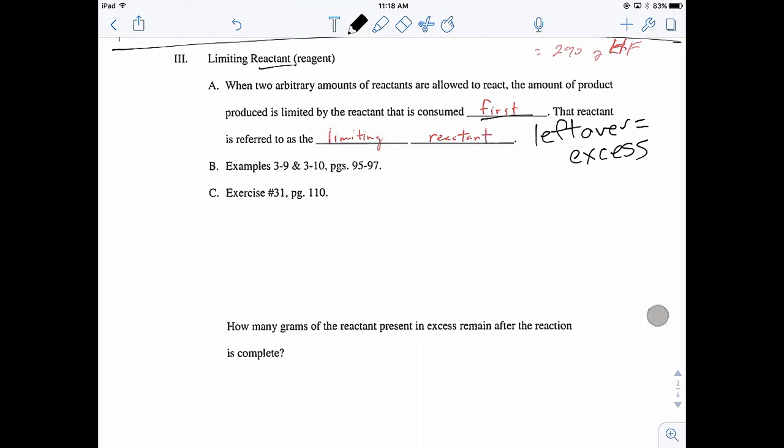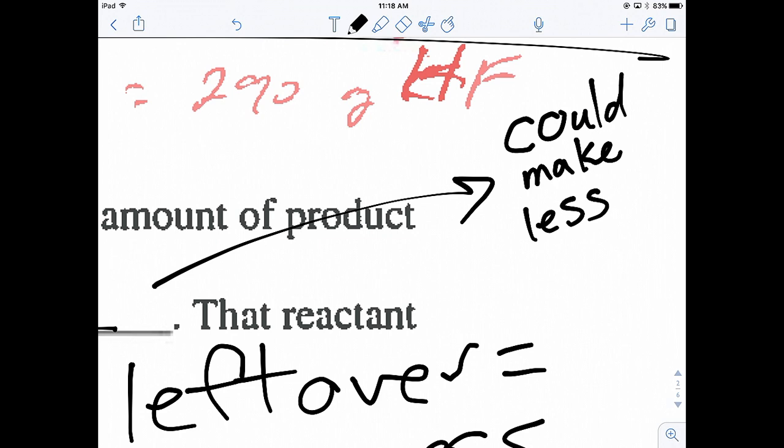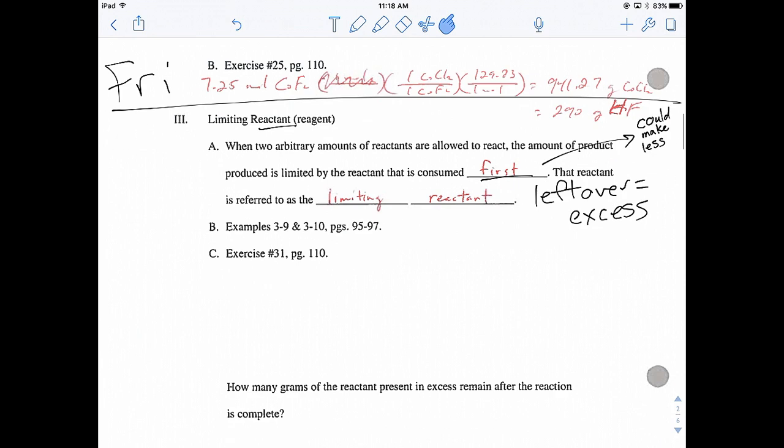So if you're given quantities of two reactants, you can actually calculate how much of the product you would be able to make. The one that runs out first is the one that could make less. It's the one that you're going to run out of first in a reaction.